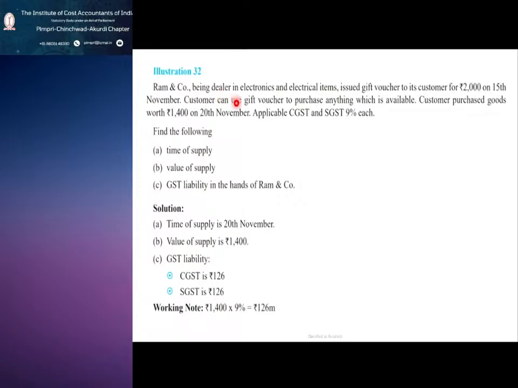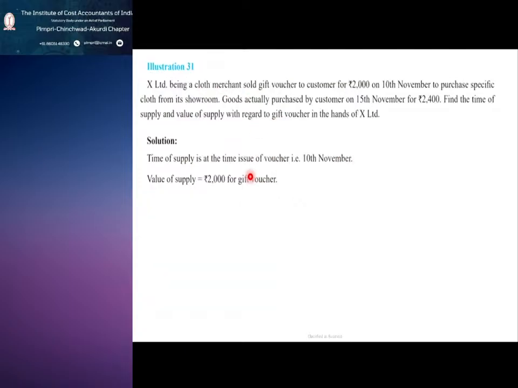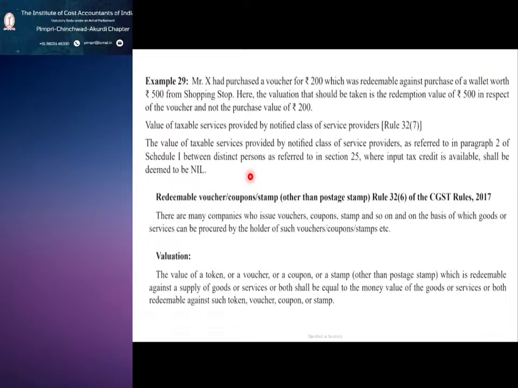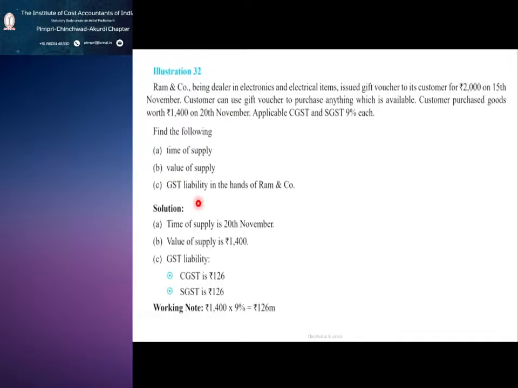Ram & Co. It is also the same. The voucher related only. Redeemable voucher, Rule 32 sub-rule 6.